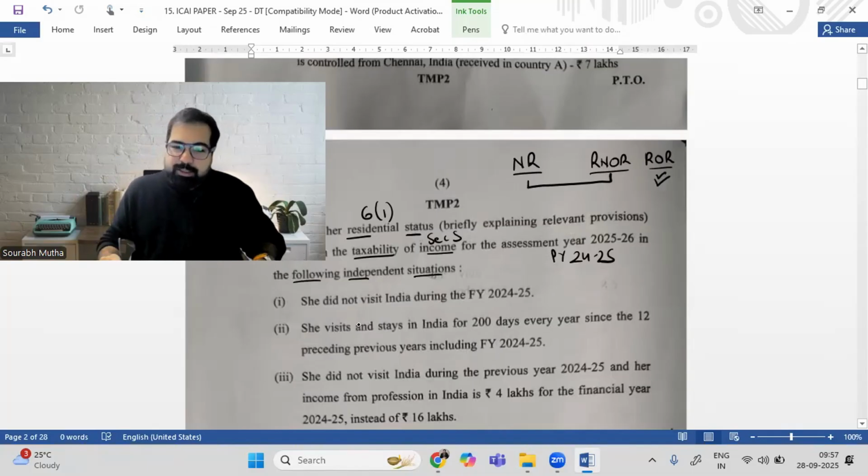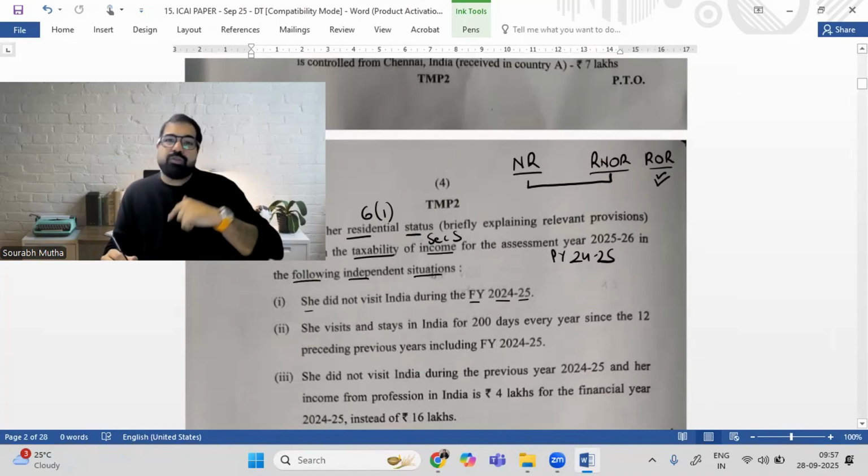Let's see who she is. She did not visit India during the financial year 24-25 at all. Now let's take the first situation and analyze. If she did not visit India at all, the first condition of 182 days is not fulfilled. If it's not fulfilled, let's go to the second condition, which is 60 days in this year and 365 days in the last 4 years. That condition will not apply to her because she's an Indian citizen who's visiting India.